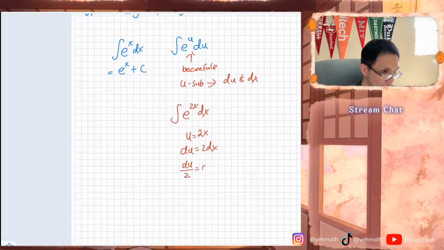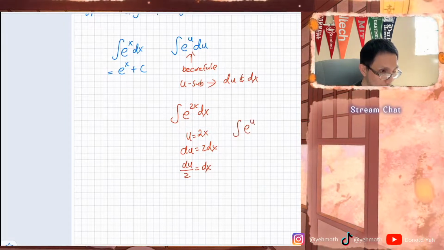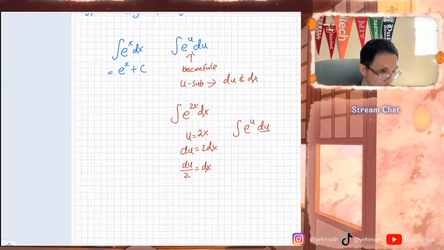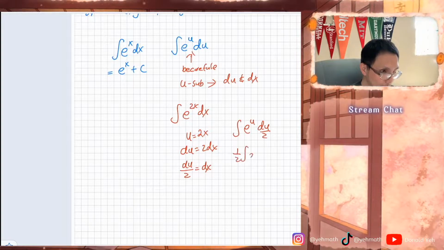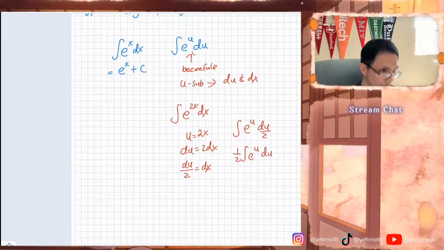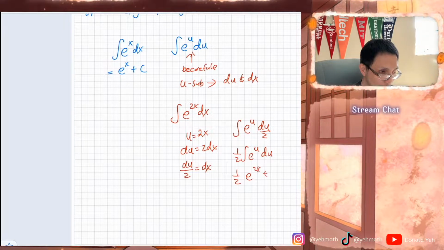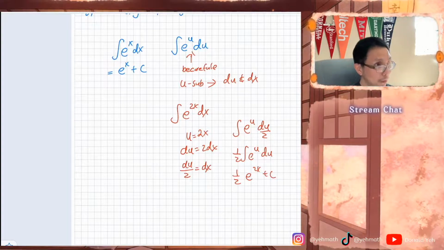Did you do that? Okay, so now it's going to be integration e to the u. dx is equal to du over 2. Now, what's the nice thing? There's a constant. You can take it in the front. They are best friends. And it's going to be 1/2 e to the 2x plus c. Does that make sense? If you don't believe me, take a derivative of this.